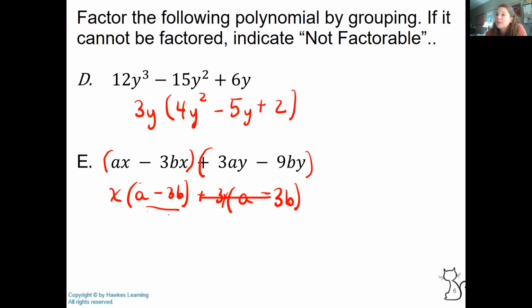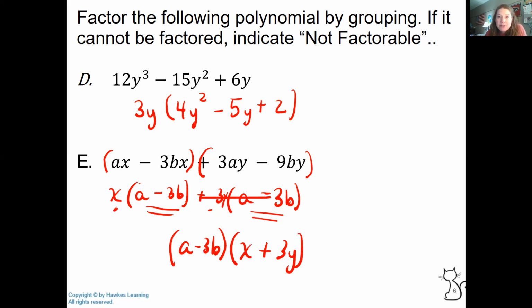So notice what happens in the parentheses, if you can still read it. A minus 3b is a common factor of both of these terms. So that means both of these terms are being multiplied by a minus 3b, which makes it a common factor. So I'm going to pull that out. And when I divide out a minus 3b from both of them, what I'm left with is these 2 parts put together: x plus 3y.